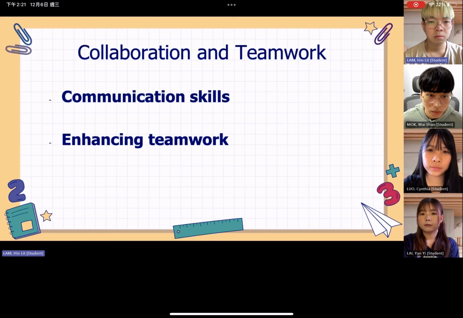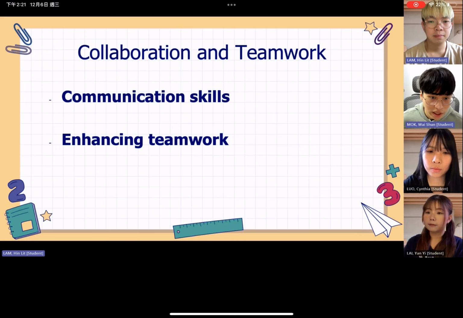Next page. For collaboration and teamwork, young people often work in a group to solve complex problems. During these procedures, they communicate with each other and share ideas to solve the problem. It can enhance communication skills and also teamwork.